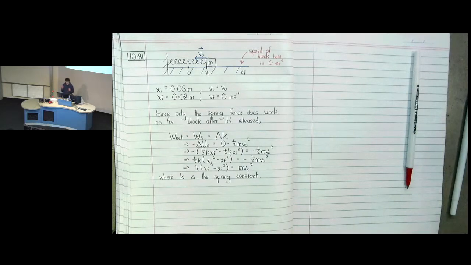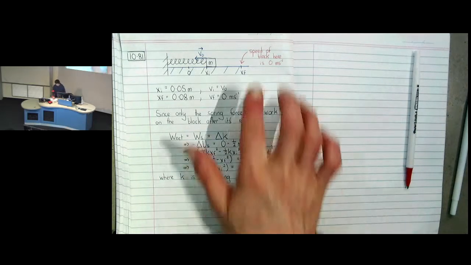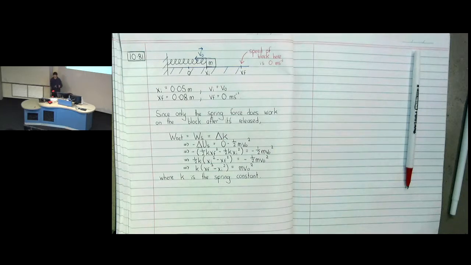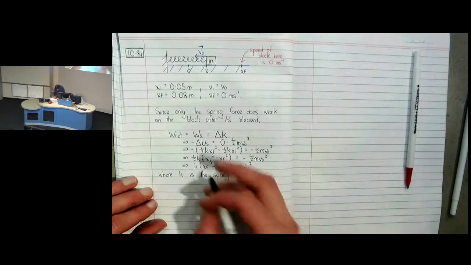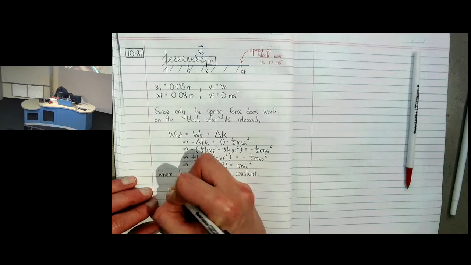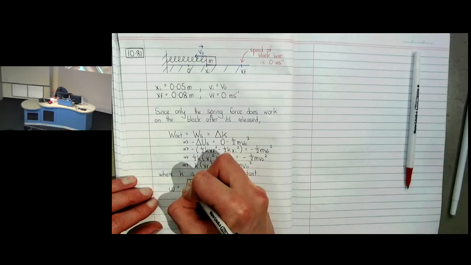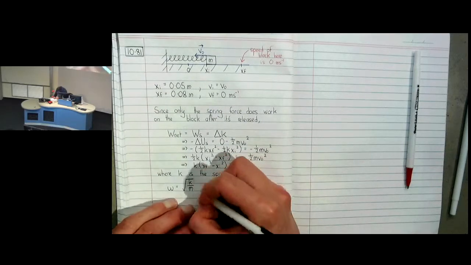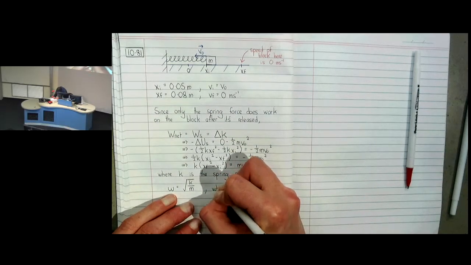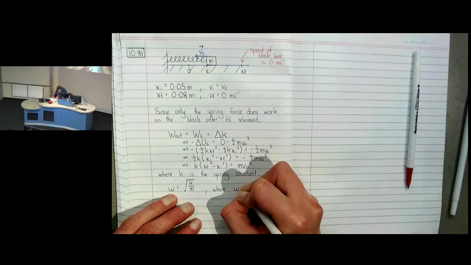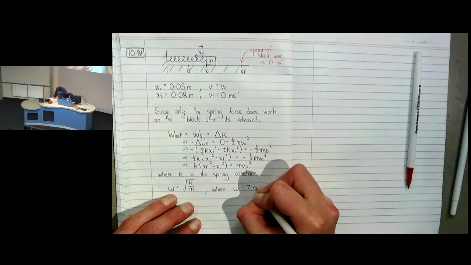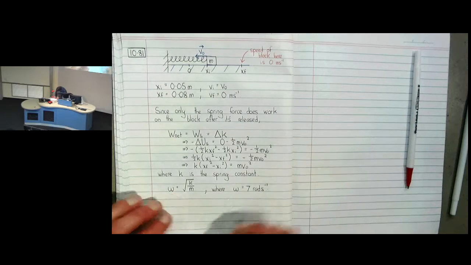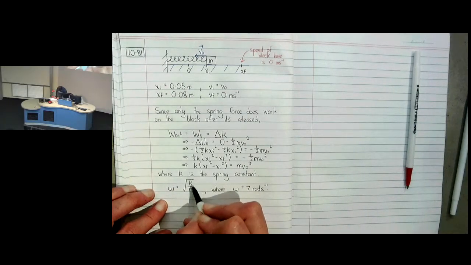However, something that we do know is that when the block and the spring are set into simple harmonic motion, the angular frequency of that motion is 7 radians per second. And we also have a formula that relates angular frequency to the mass of the block and to the spring constant, and it is this. So we know that omega is 7 radians per second. So we can now solve this equation for the spring constant.